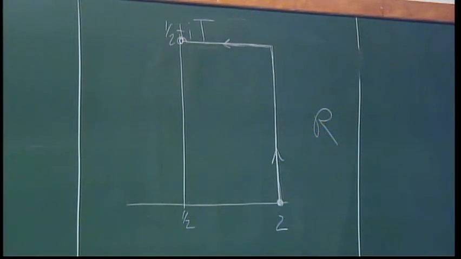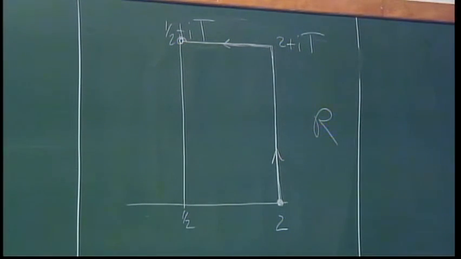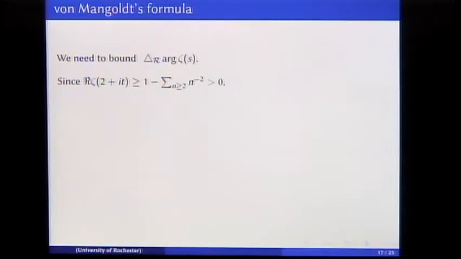Okay, so first let's see what happens from 2 up to 2 plus iT. The real part of zeta, just put in the Dirichlet series, is the sum of 1 over n to the 2 plus it. The first term in that sum is 1. All the other terms, if you take absolute values of them, give you n to the minus 2. So the smallest the real part can be is the first term minus the modulus of the rest. If you calculate that, which is another simple exercise, you can see without much trouble that it's bigger than 0, just from elementary calculus.